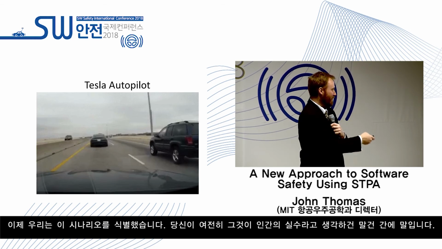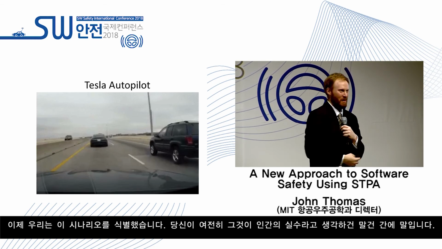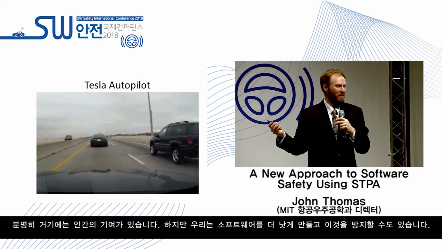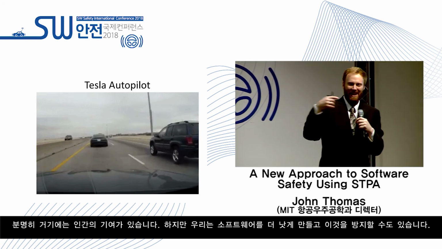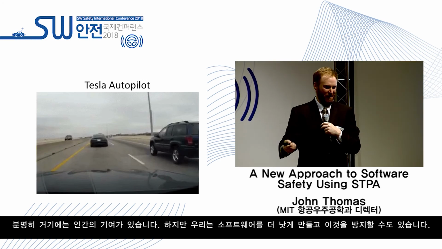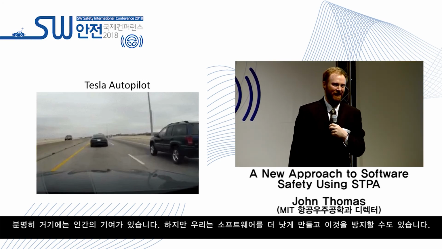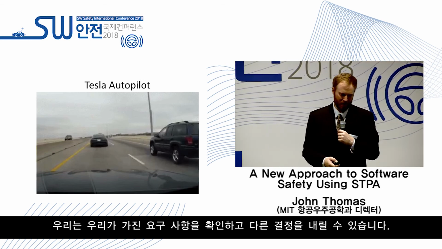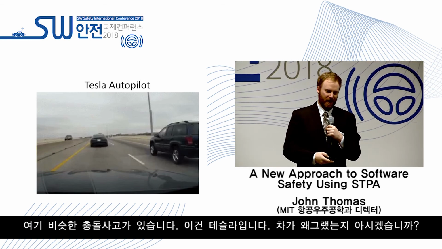Now that we have identified this scenario, whether you still think it's human error or not, there is a human contribution, obviously, but we can also make the software better and prevent this. We can check the requirements we have and make different decisions. Here's a similar crash. That's a Tesla.